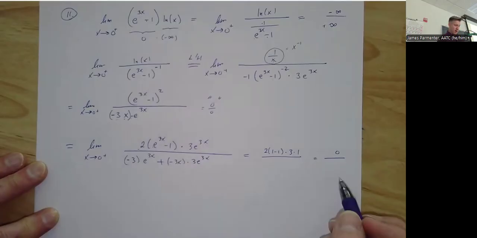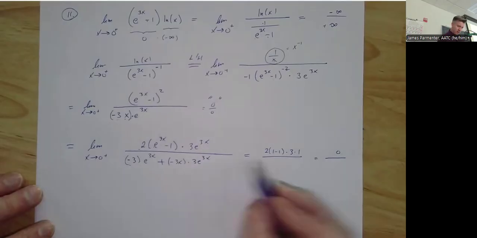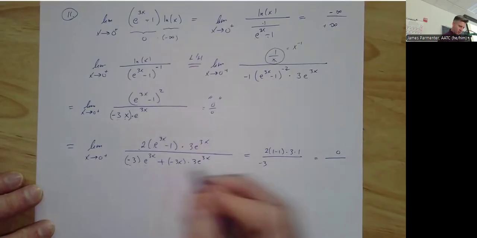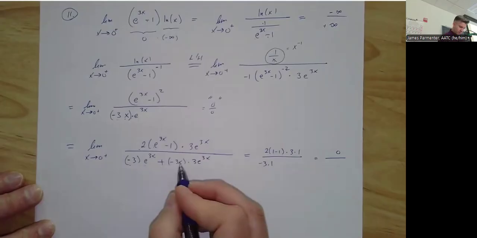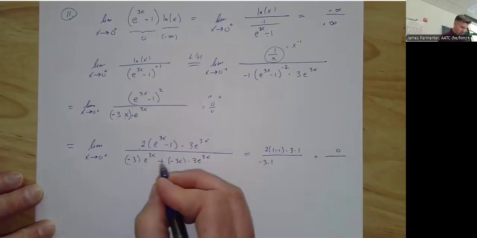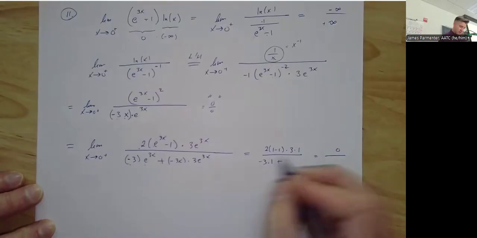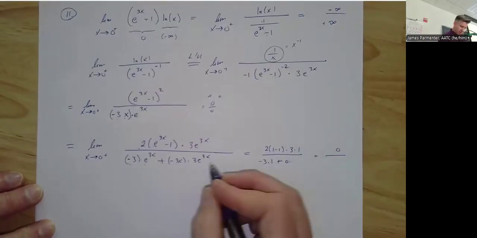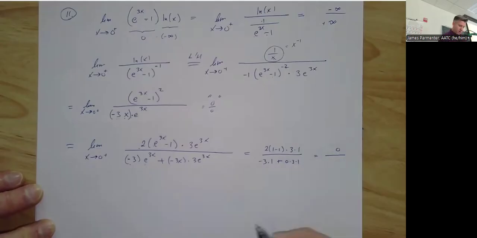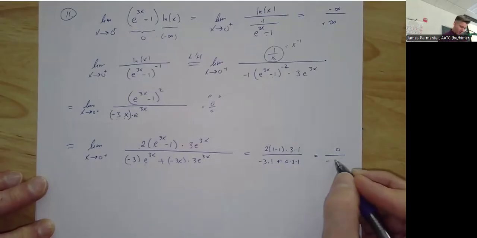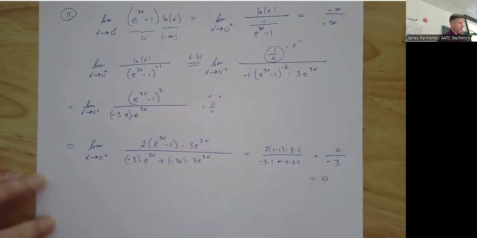See what happens if you plug in 0 on the bottom. I get negative 3 times e to the 0, which is 1, times 0, sorry, plus, that plus is super important, 0 times 3 times e to the 0. So here we end up getting 0 over negative 3, which is 0.